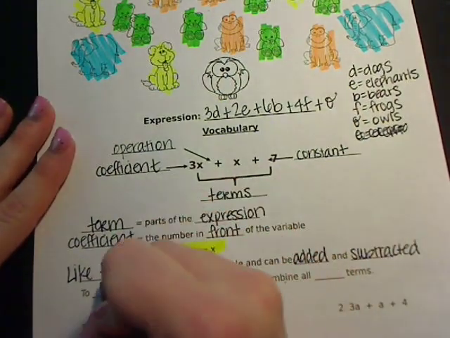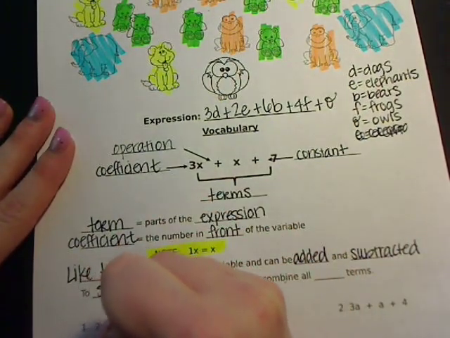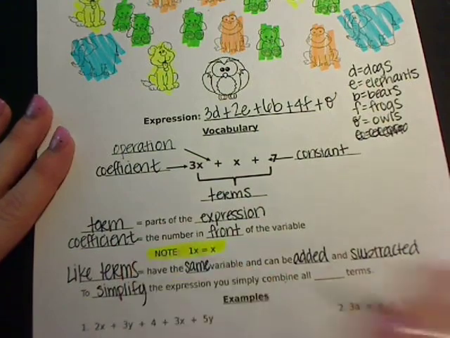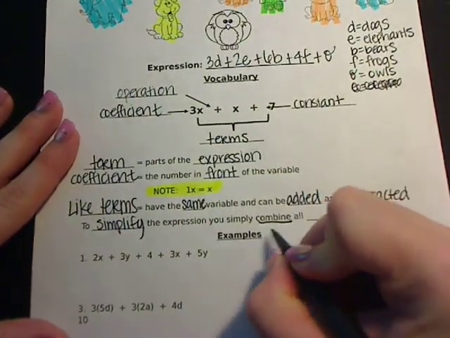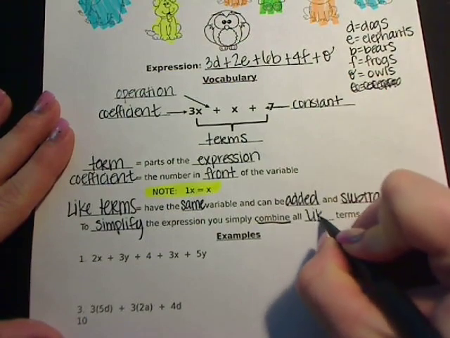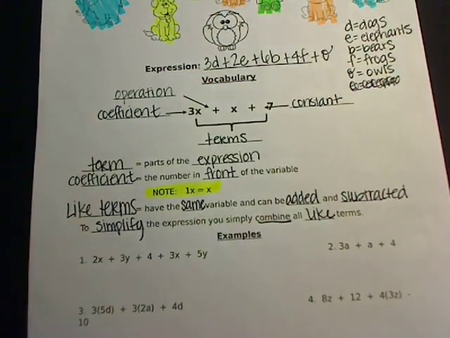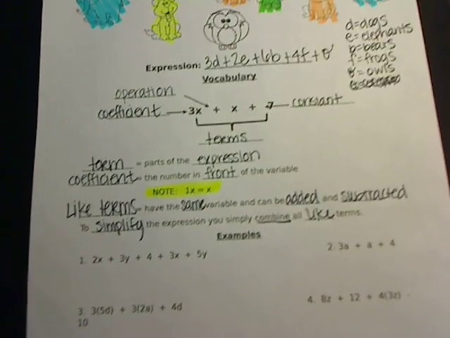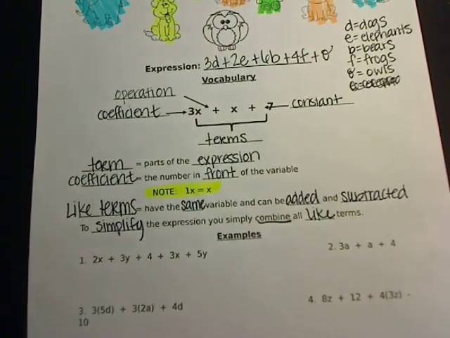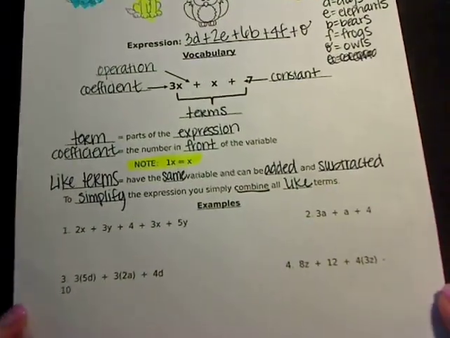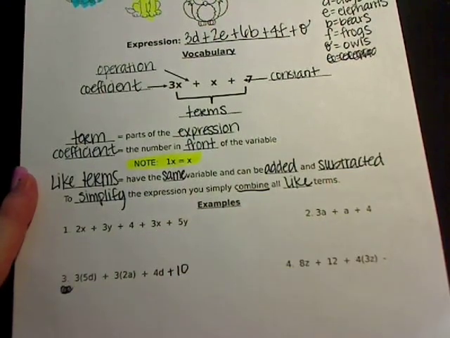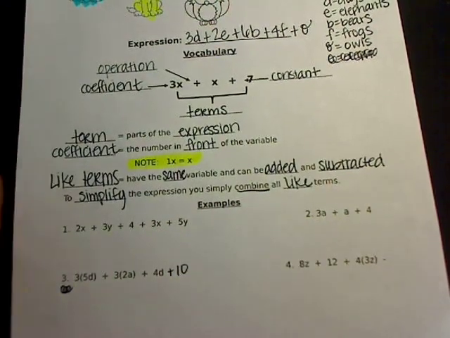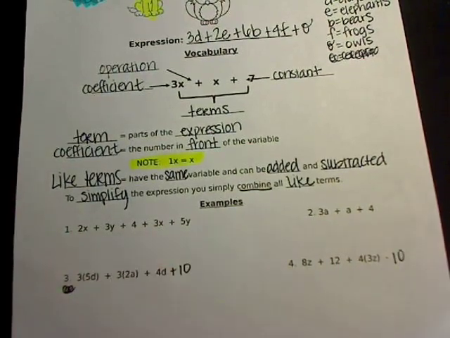Okay, and then to simplify the expression, you simply combine all the like terms. So we put together things that are similar. So let's look at some examples down here. Sorry, this one's written all funny. And this one is missing one.